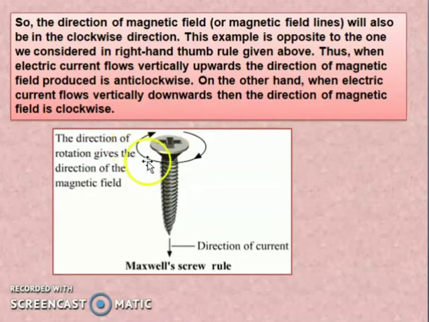So it is given in the figure. The direction of rotation gives the direction of magnetic field lines. So if we move this, this will give the direction of current. If you screw this one, if you rotate this one, this will give the direction of magnetic field lines, and this will give the direction of current.